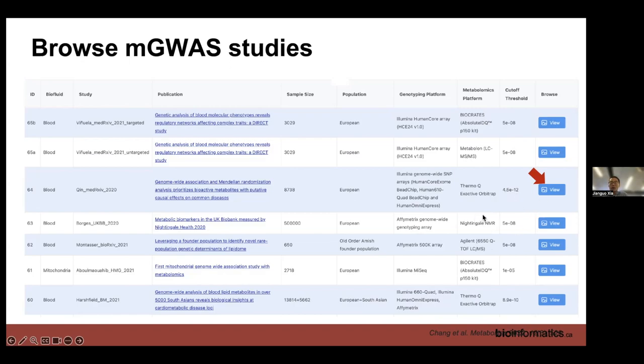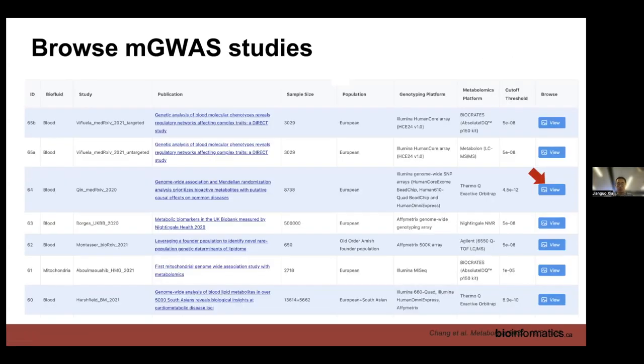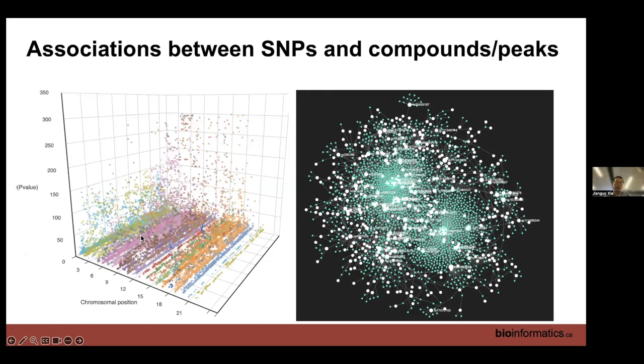And all the results you can actually view. Here we choose the one I just showed, blood and Q-Exactive, European origin, about 9,000 people. If you click, you will see the main findings. This is the chromosome position, basically chromosomes 21, 22, all the chromosomes. The SNP locations are organized by chromosome location, and the p-value is for the metabolites that associate with them.